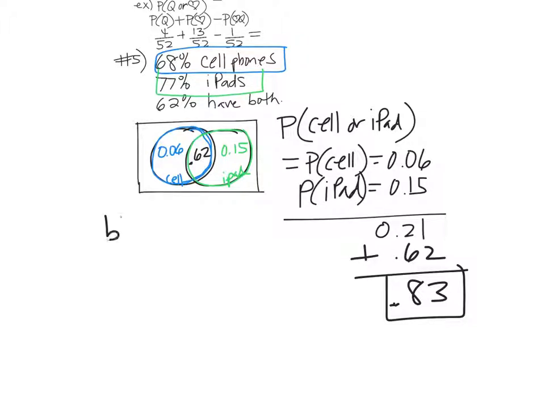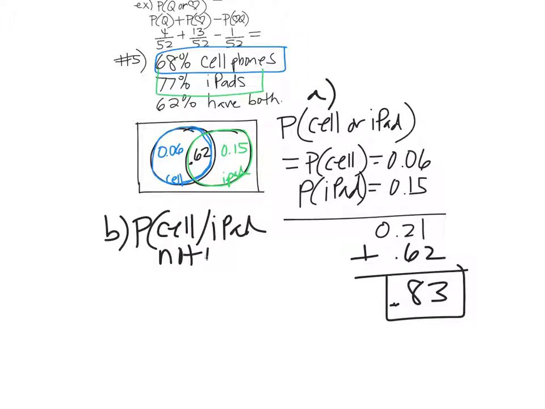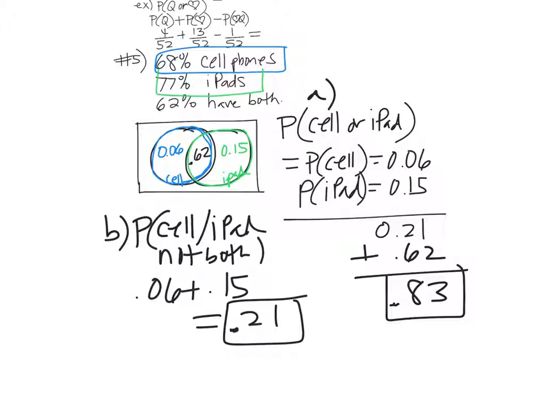Now the second question, I was thinking of the second question. It's the probability of a cell phone or an iPad, but not both. Just one of either one. And that was going to be the answer that I came up with there. So 0.06 plus 0.15, so 21% have just either a cell phone or an iPad. 83% have a cell phone, iPad, or both.